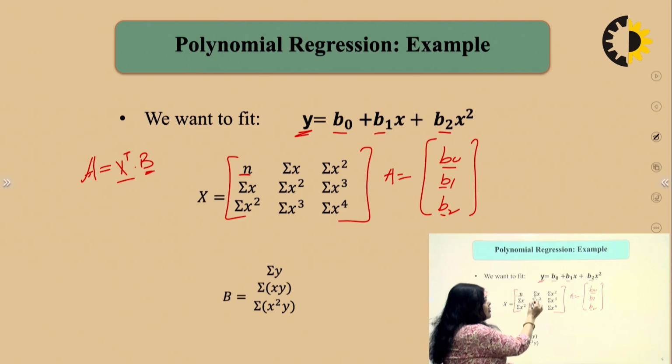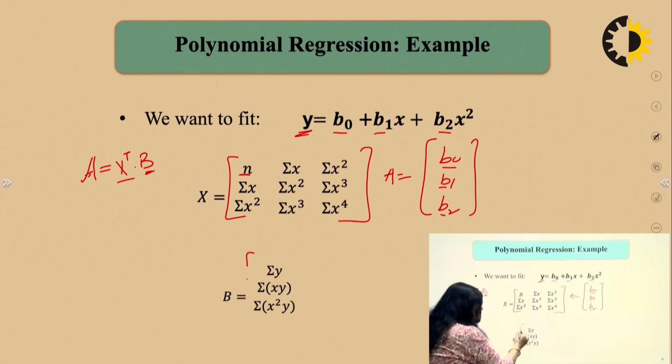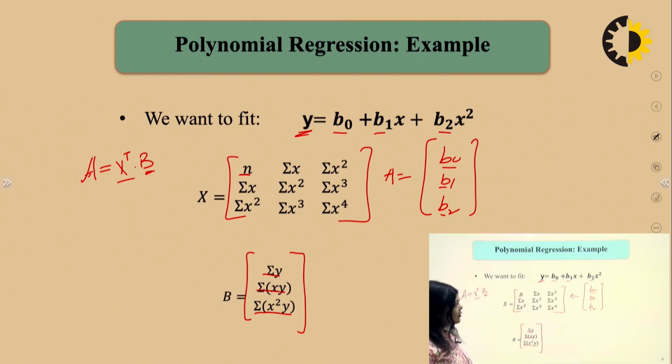Then we have to find out the sum of x values and the sum of x square. The next row will be sum x, sum x square, sum x cube, then sum x square, sum x cube, sum x raised to the power 4, like this. And the B matrix that we have to find out, we can find it like this: summation of y, then summation of x multiplied by y, and summation of x square multiplied by y.